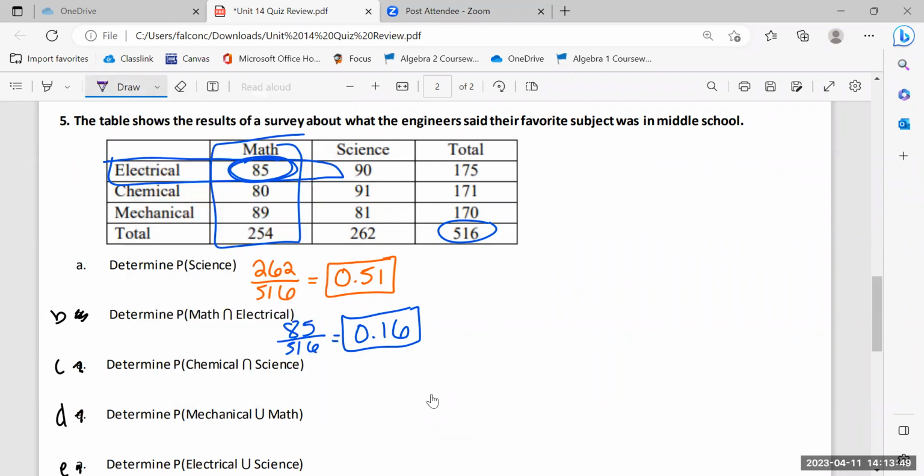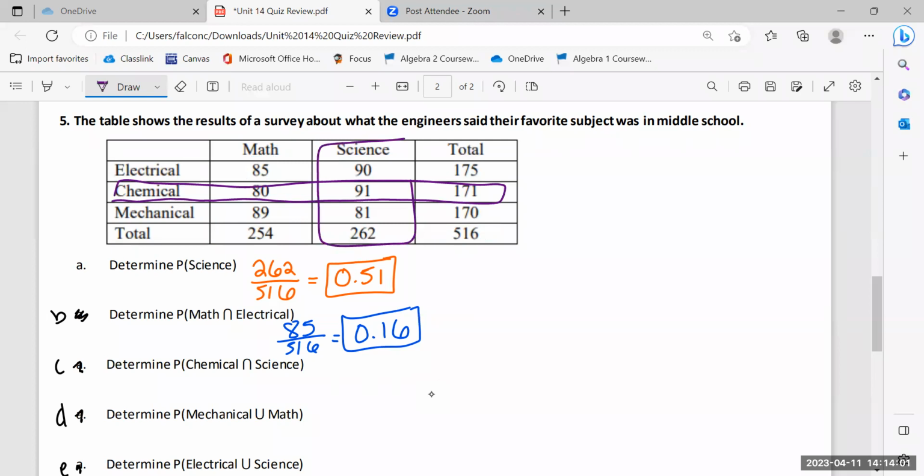All right, the next question is another and, so chemical and science. So we want to look at our chemical row and then our science column where they cross. So they cross at 91. So 91 people like chemical and science. So we want 91 over the total amount of people, 516. 91 divided by 516. So 0.18.